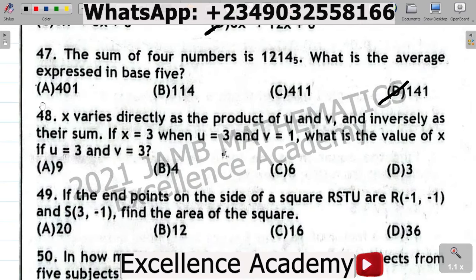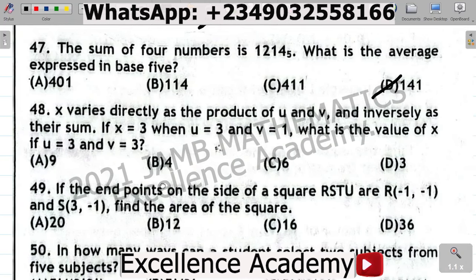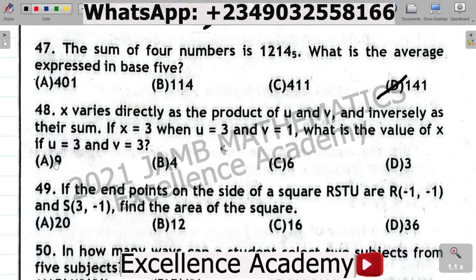All right, question 48. 48 says X varies directly as the product of U and V and inversely as their sum. If X equals 3 when U equals 3 and V equals 1, what is the value of X if U equals 3 and V equals 3? All right, let's solve this. This is actually under variation. Let's see how we solve this question. By the way, option A, 9, B, 4, C, 6, D, 3. So how do you solve this question?